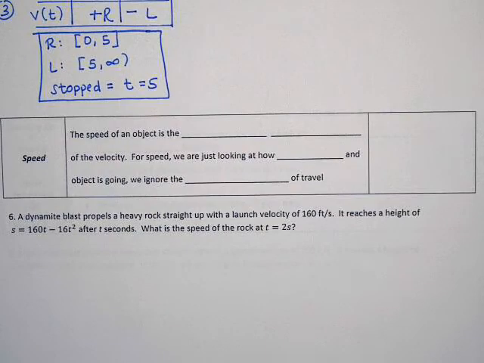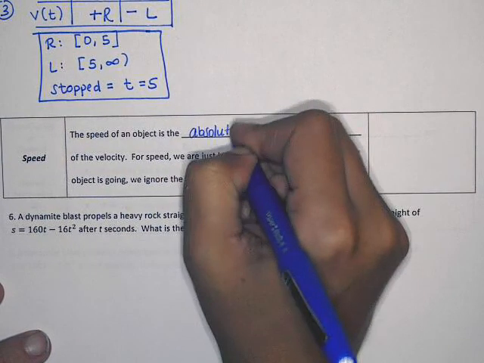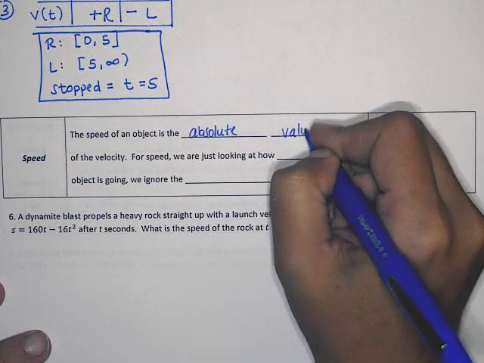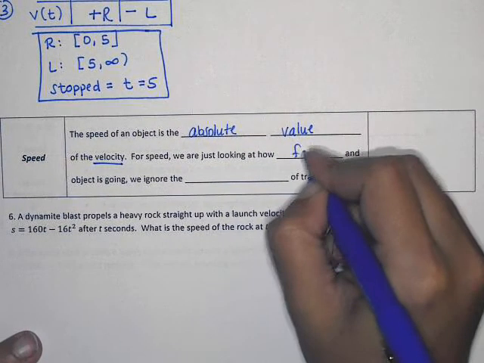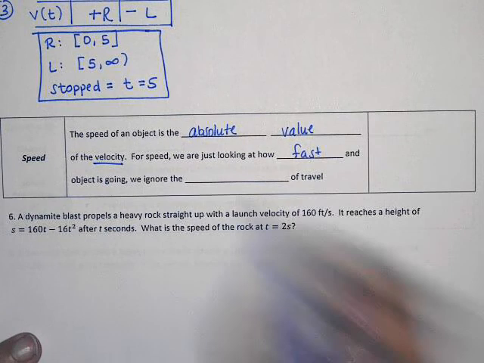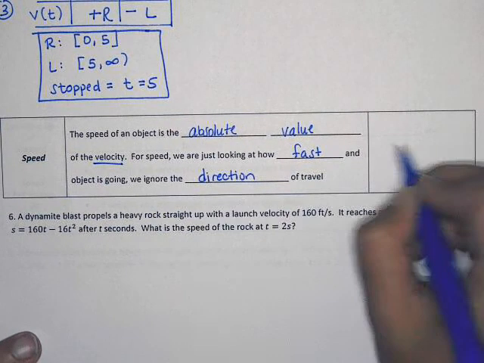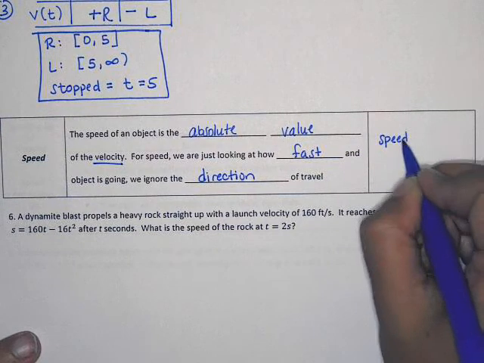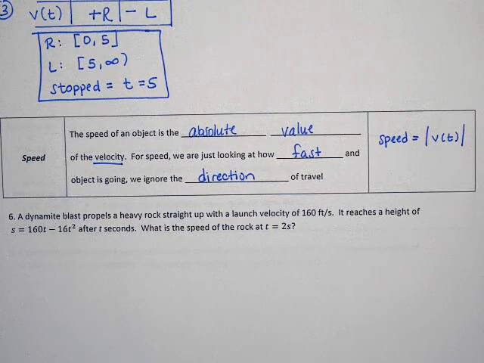Next, we're going to look at speed. The speed of an object is the absolute value of the velocity. For speed, we're just looking at how fast we're going. We're not looking at the direction we're traveling in. So, speed is the absolute value of your velocity function.